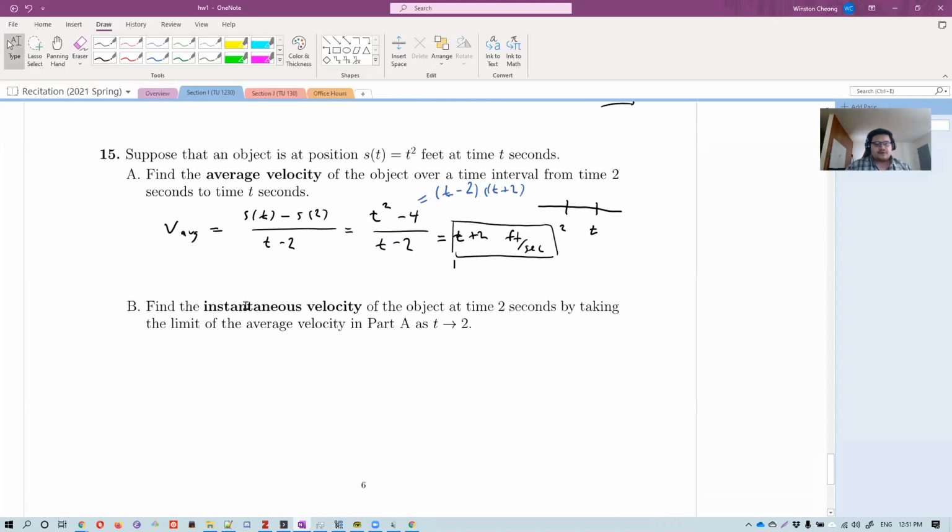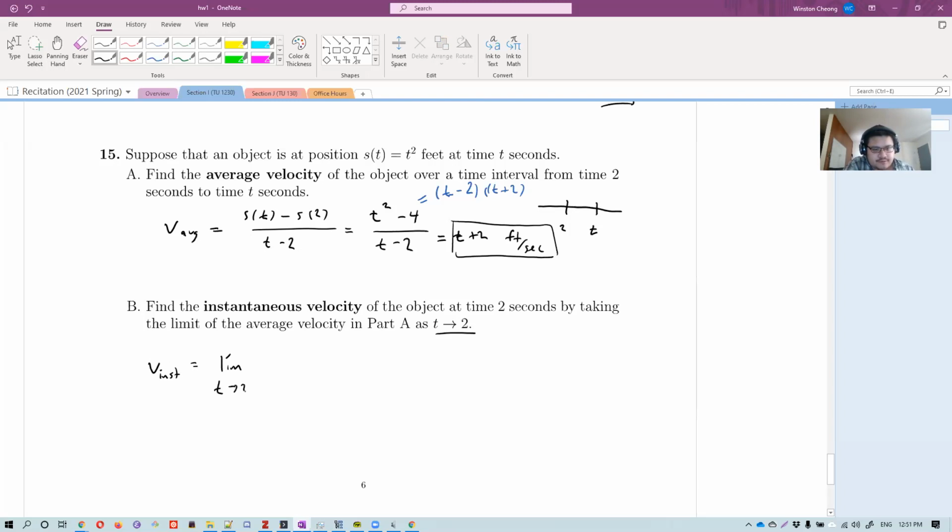Now for part B, we want to find the instantaneous velocity. That's very much related to the average velocity. It's just that we end up making these two endpoints approach one another. So first, I'll write it symbolically. We have this expression still calculating average velocity, but we want now for the t to approach 2. So we want to get this endpoint and send it to the left.